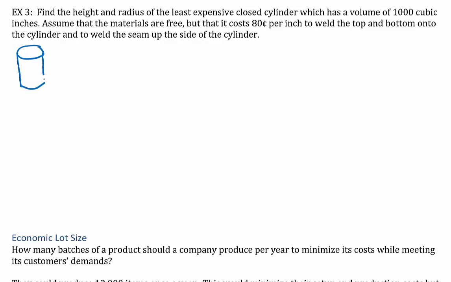All right, example 3, we've got a cylinder. We want to find the height and the radius of the least expensive closed cylinder. So it means it has a top and a bottom. Least expensive, so we're minimizing cost, which has a volume of 1,000.